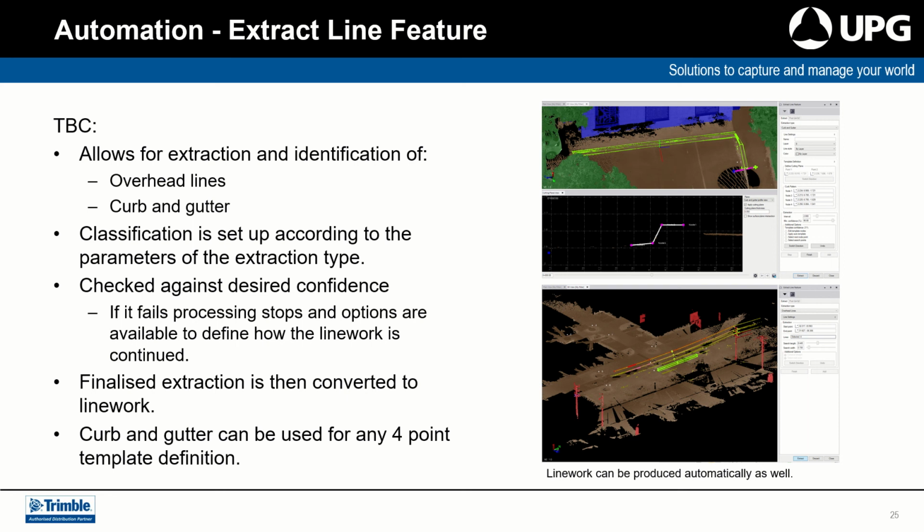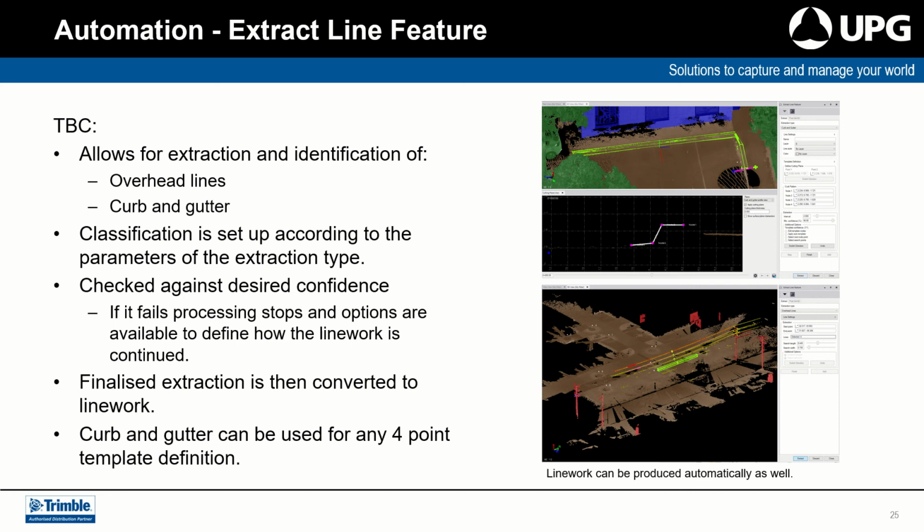Within the curb and gutter function, as I mentioned, you can do a minimum of 3 or you can do a maximum of 8 points, and it does not necessarily need to be limited to curb and gutter. You can use it for anything that would have some form of profile that you would need to track through a system.